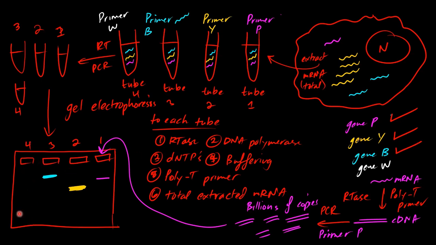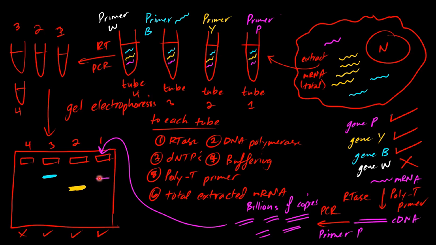In the last lane, we do not see any band. This lane corresponds to tube number 4. In tube number 4, we added primer W. And primer W was not able to amplify any cDNA, which means there was no white mRNA inside this tube, which means there was no white mRNA inside the cell, which means that gene W was not expressed. Okay. So now we decided that we have expression here, expression here, expression here, no expression for gene W.